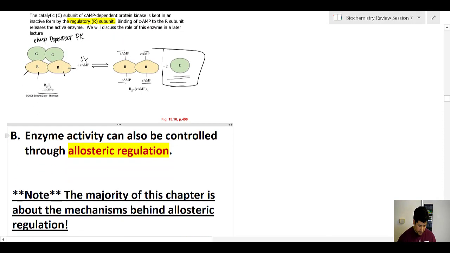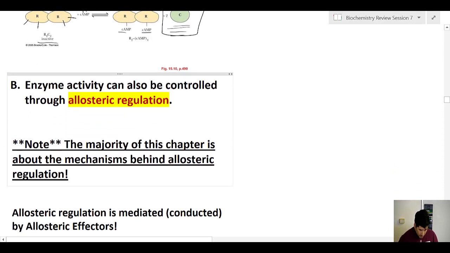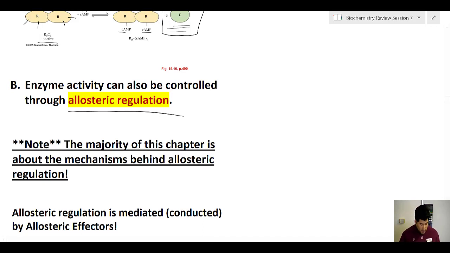They are activated. Good job. All right. So now that we've discussed that, we can go into the hard stuff. Enzyme activity can also be controlled through allosteric regulation. This is key. The majority of this chapter is about the mechanisms of allosteric regulation. So if you guys are falling asleep, now's the time to wake up and pay attention.